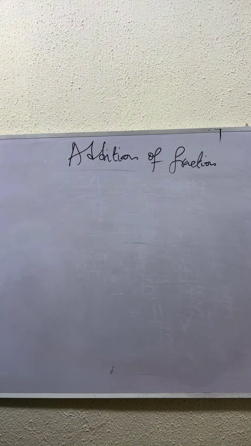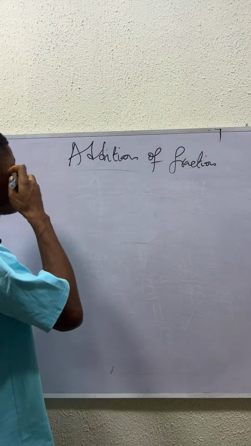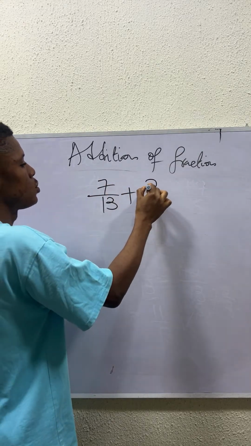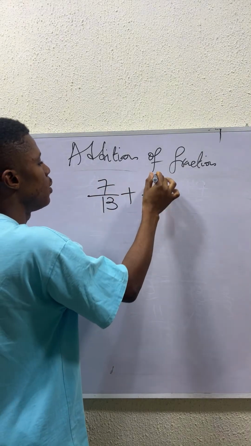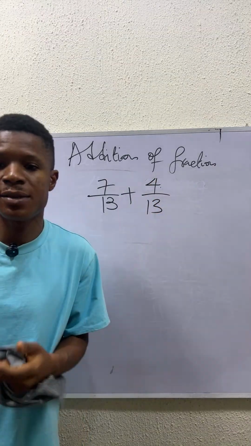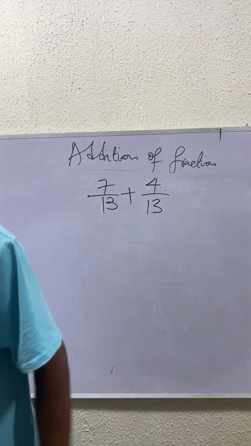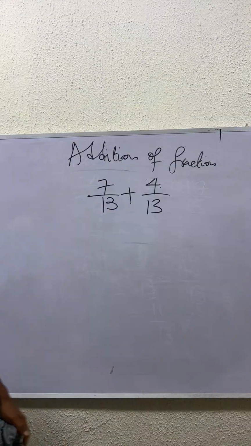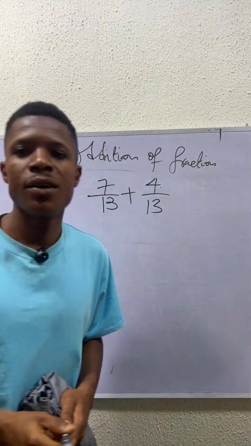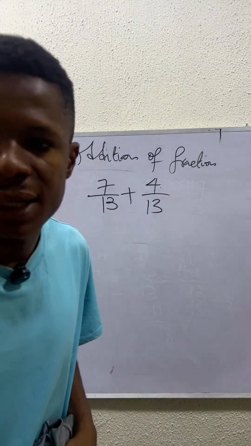Yeah, I made a mistake. I've corrected it. Okay, so let's look at the next one. We have 7 over 13 plus 4 over 13. Let's know who is fast. Who can solve it fast before I go in? You can do more than I'm doing. Okay? So this is how we actually solve problems like that.